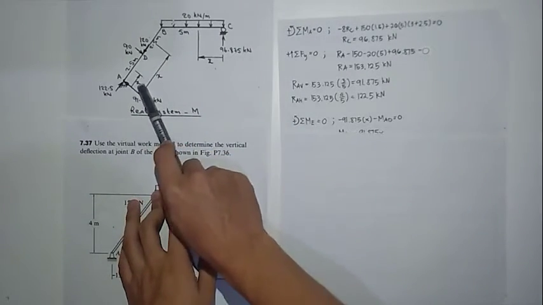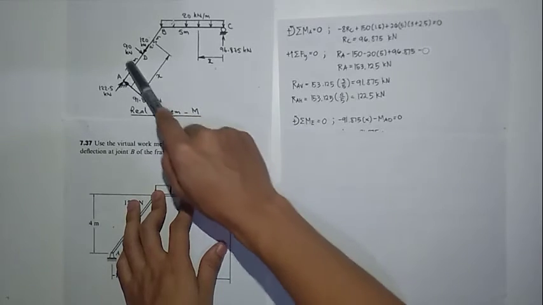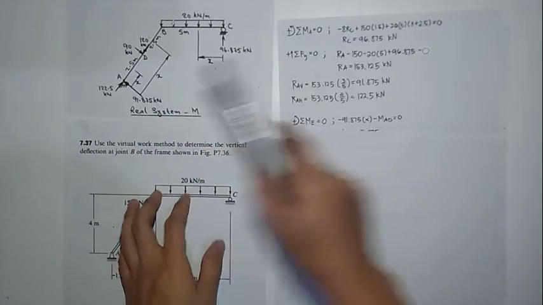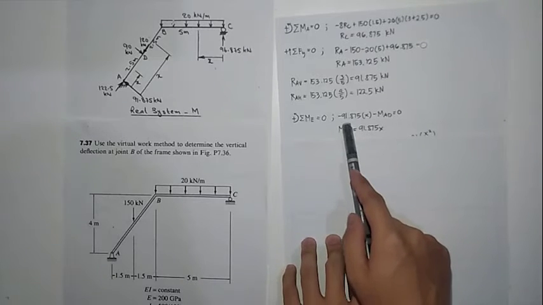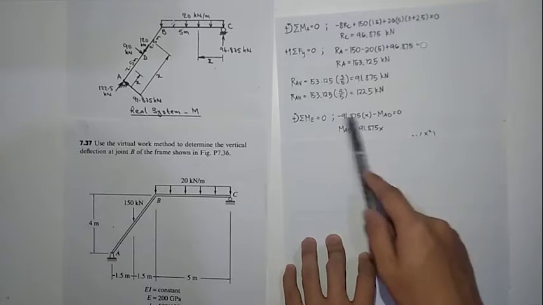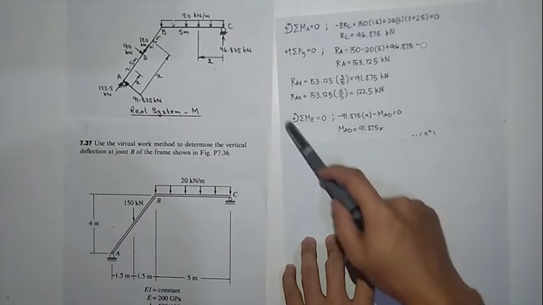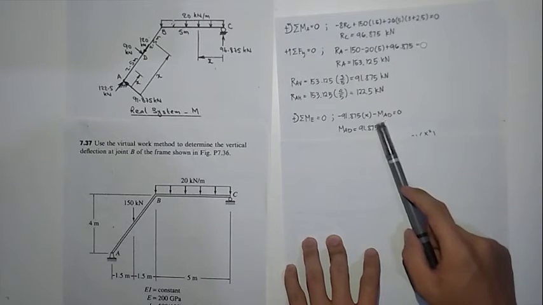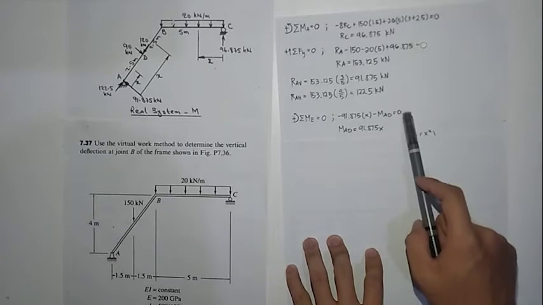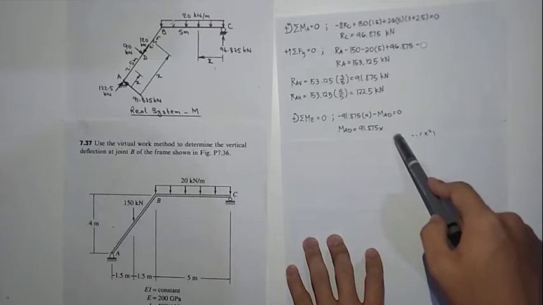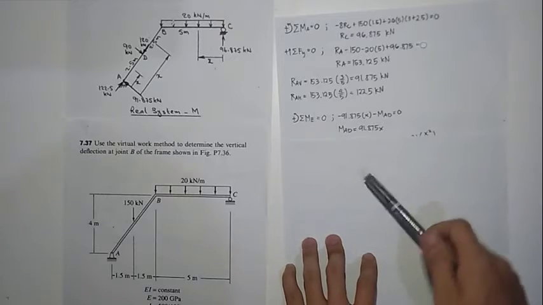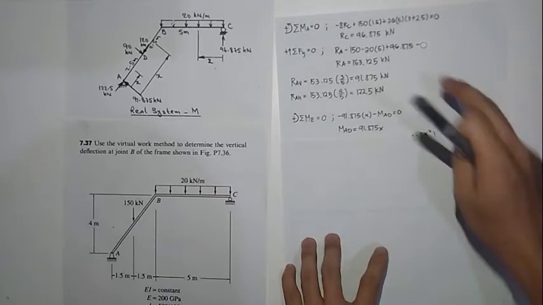Na-notice nyo po, may x po dyan kasi dito po tayo nag-cut, kaya hanggang dyan lang po. Ang solution lang po ng member AD ay negative 91.875 kasi clockwise po, kaya negative, minus MAD equals 0. So, MAD now is equals to 91.875x. May ginawa akong table mamaya pero ipakita ko muna mga process.